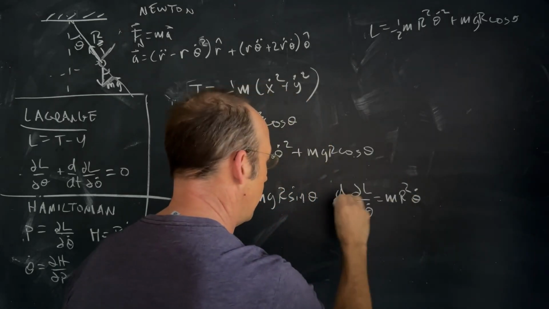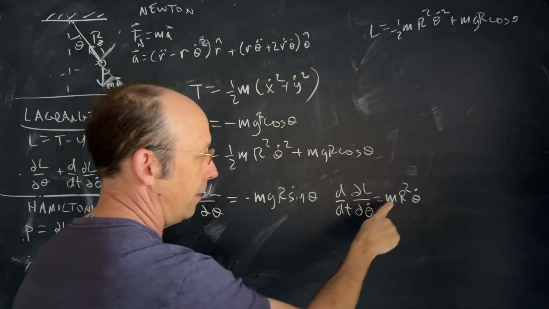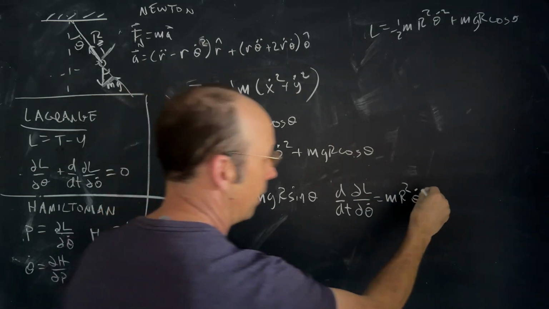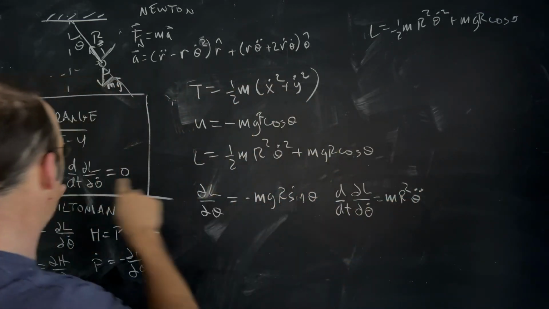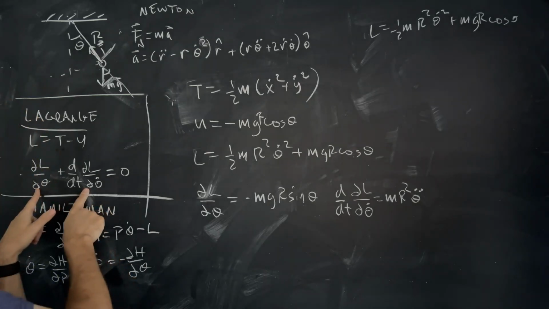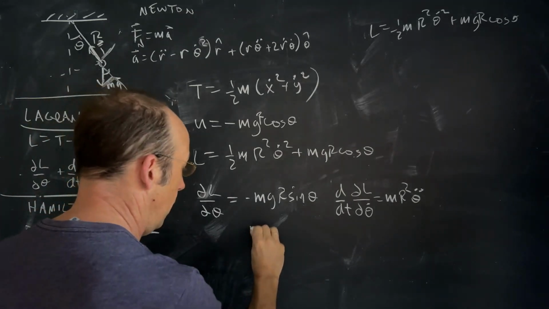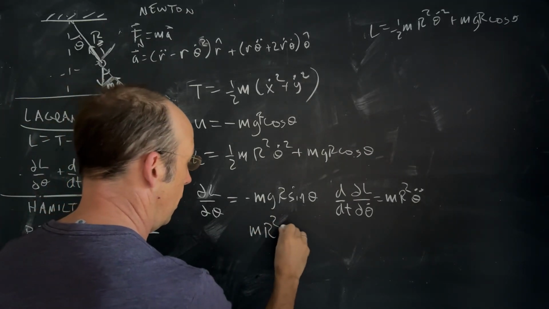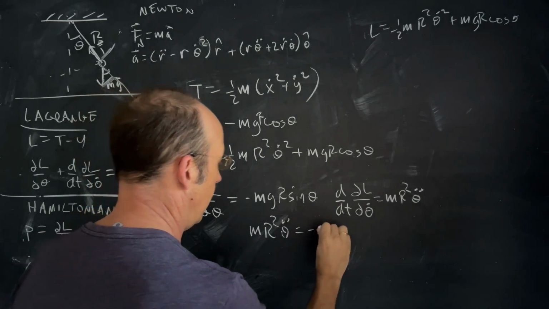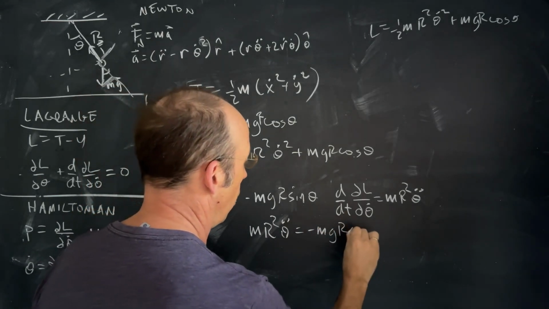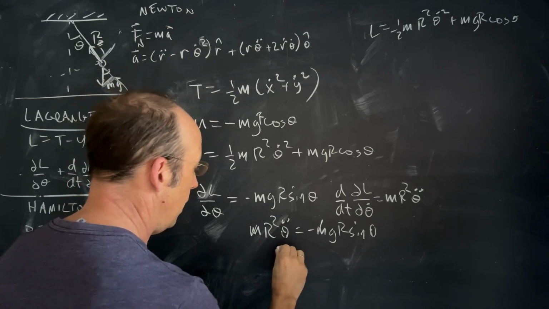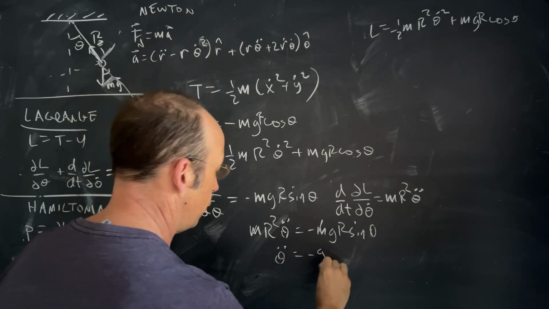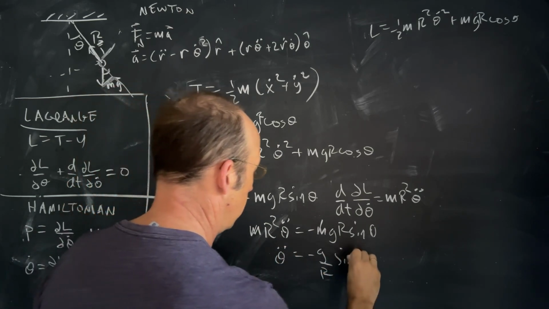Now I need to take the time derivative of that. And the only thing that changes with time is theta dot. So I get theta double dot. Now these two terms have to be equal to each other because they're added together to be 0. So I get m r squared theta double dot equals negative mg r sine theta. Mass cancels. Theta double dot is negative g over r sine theta.